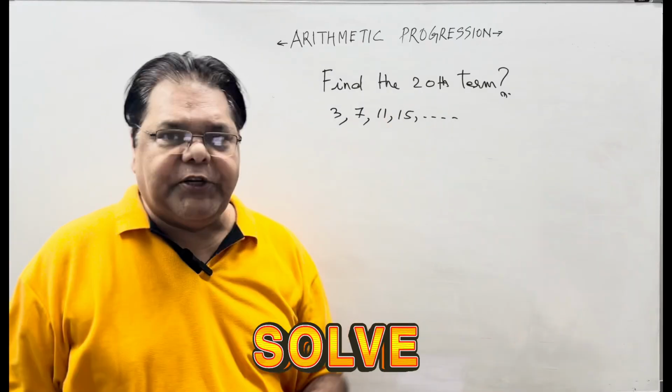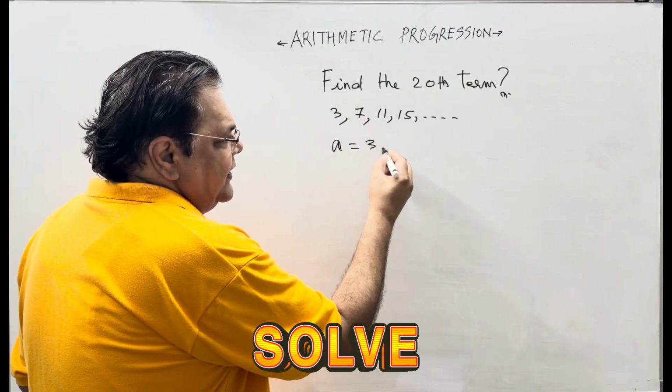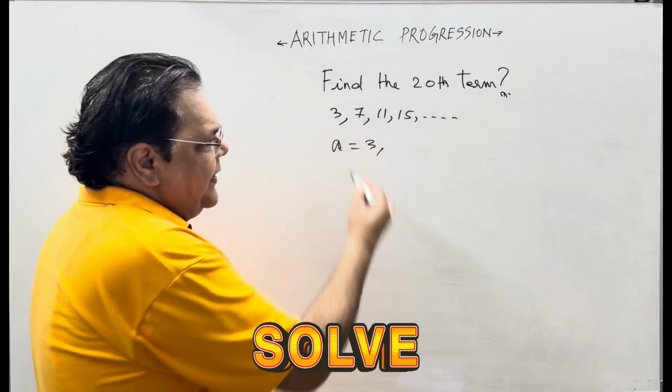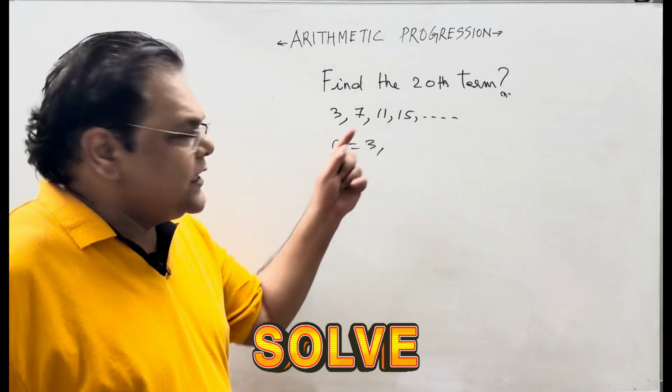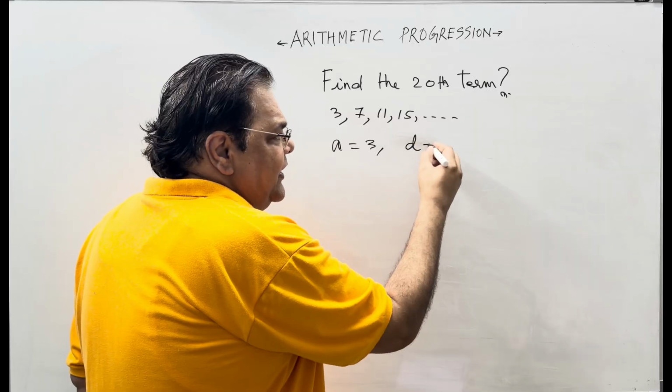Find the 20th term in this AP. So what is the first term? 3. What is the common difference? 7 minus 3 is 4. 11 minus 7 is 4, and 15 minus 11 is 4. So the difference d is equal to 4.